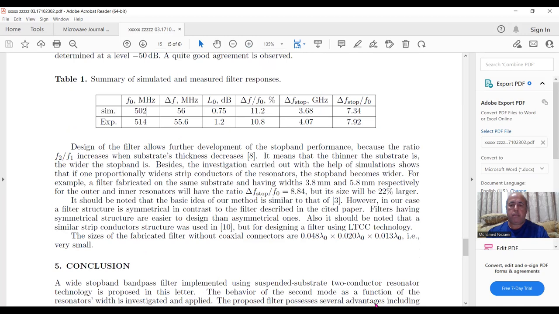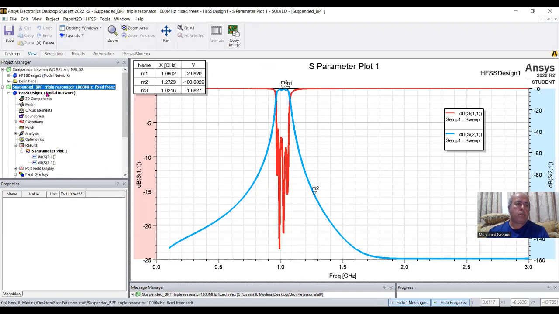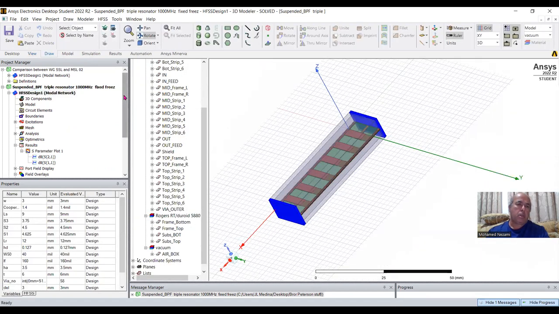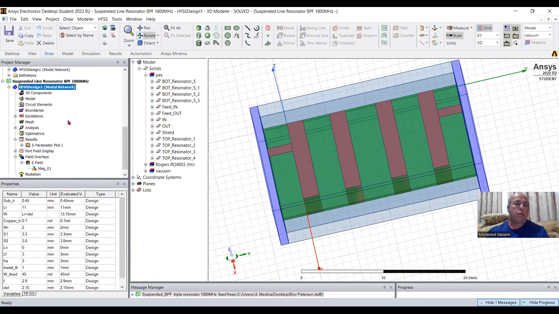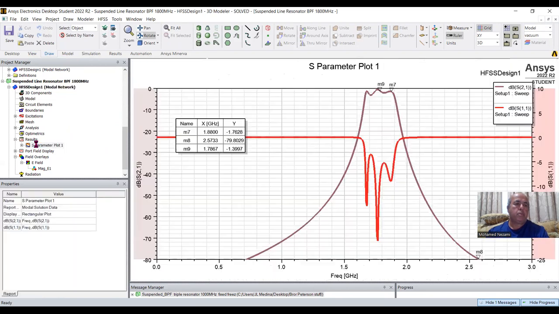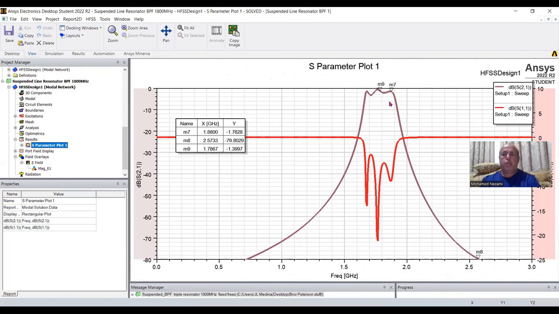Okay, so let's see live some of these filters. The first one that we're going to look at is this one here. Let's start with the two resonator one, since this one is long. The frequency response is given here, and you can see that this filter, from M7 at 1.880 gigahertz, which is at the center frequency of 1800 megahertz in this case, is almost 80 dB down, with M7 at 1.88 and M8 at 2.57. So that's about 30% or so, if I'm not mistaken. You can calculate that. So very steep response.